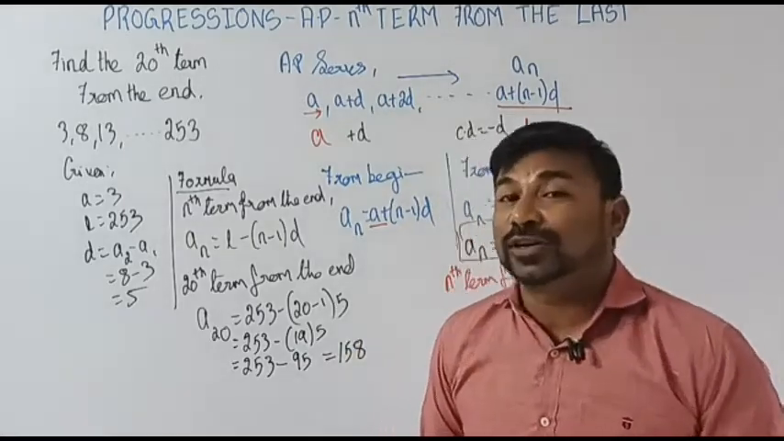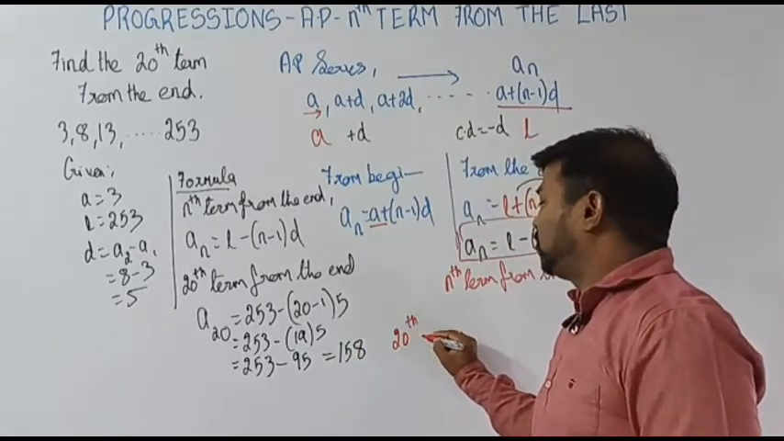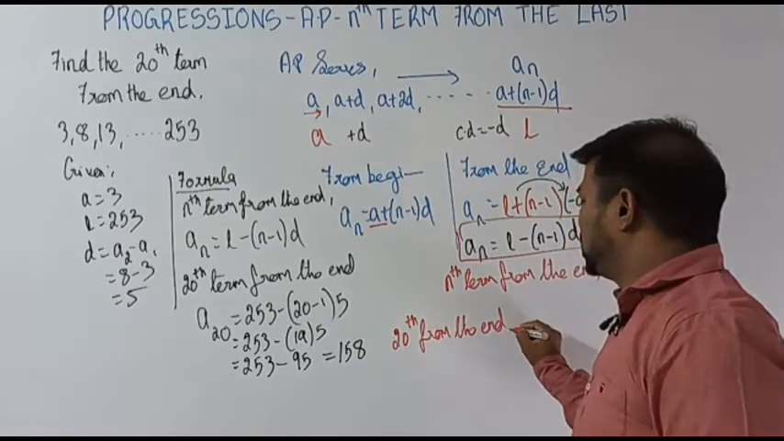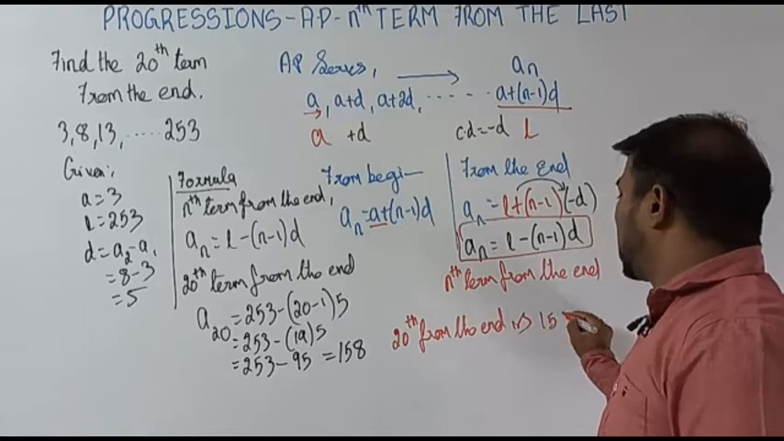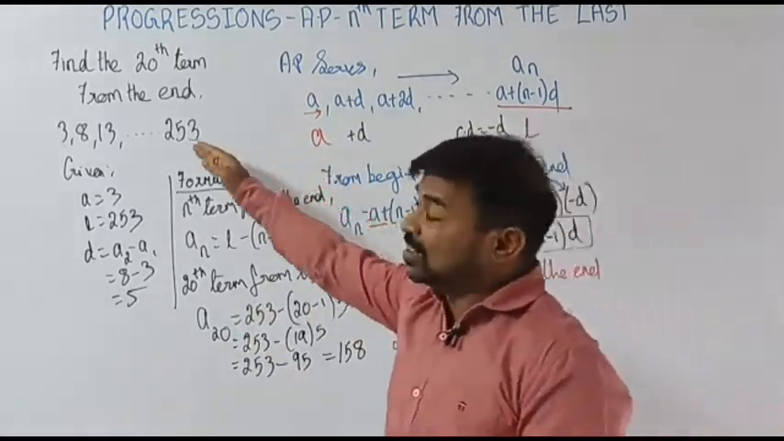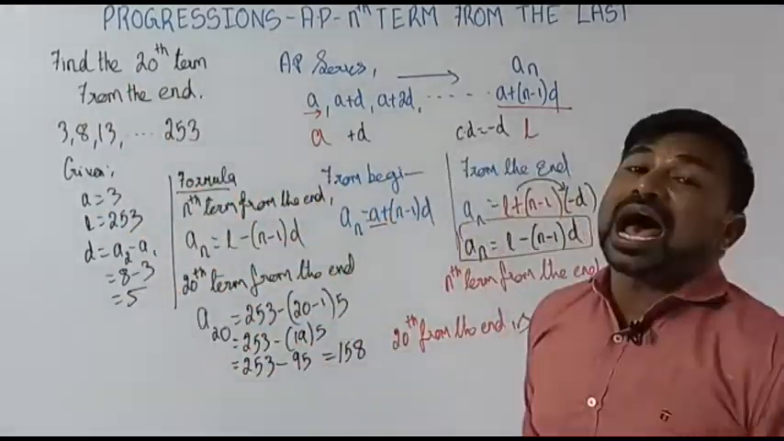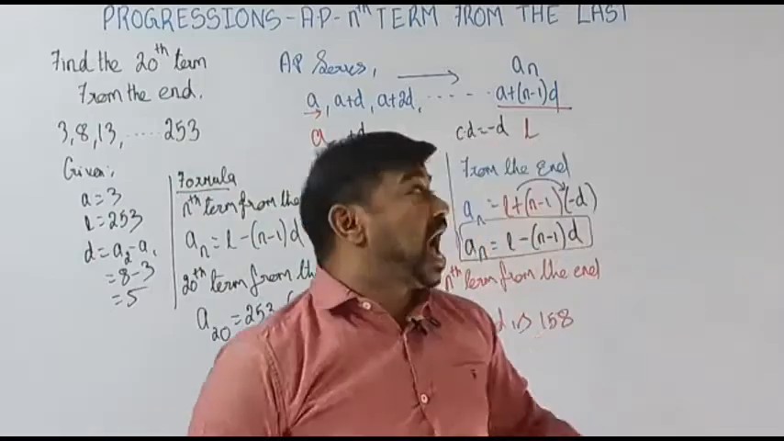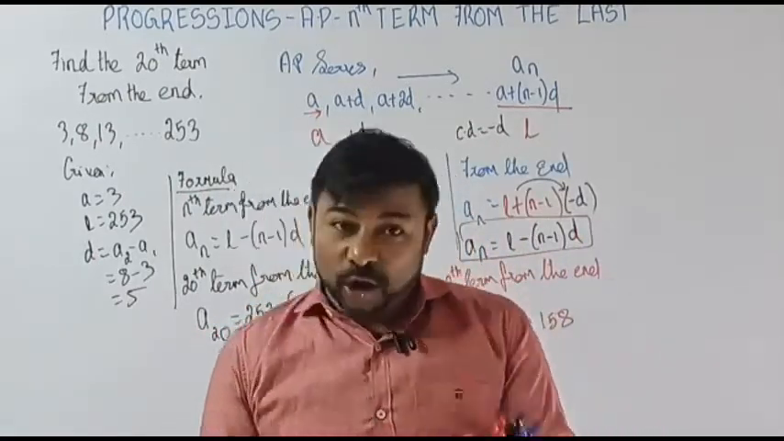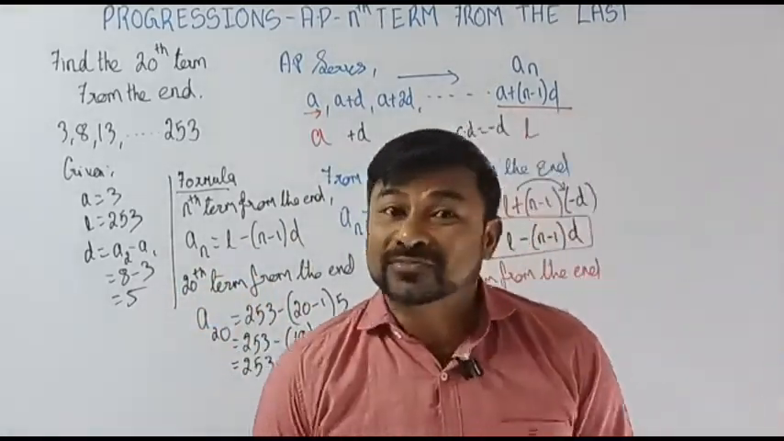So what did we get? We got the 20th term from the last, the 20th from the end, is 158. So guys, I have derived the formula for you for the nth term from the last, and also I have given an example for you of how to find the 20th term from the last.